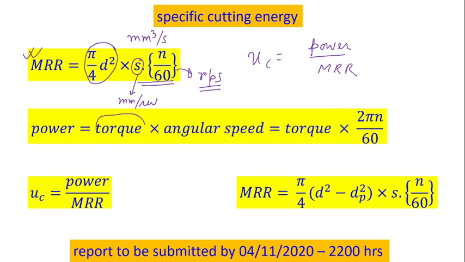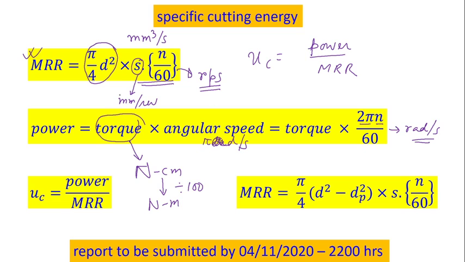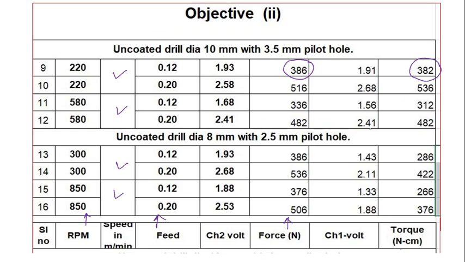What is power? Power is torque into angular velocity in radian per second. In our case, torque is given in Newton centimeter, so this has to be converted into Newton meter by dividing it by 100. And radian per second is 2 pi into rotational speed in RPM divided by 60. This will come out in radian per second. So if you use this formula, you will get the power. Once you have calculated power and MRR, you can take the ratio, you will get UC. Once you get UC, you can add a column here and note down the UC.